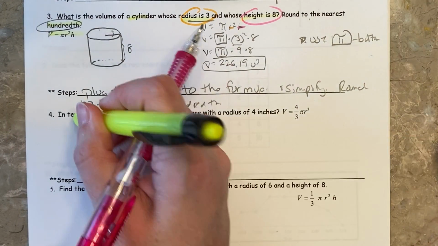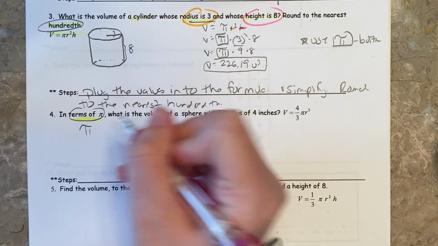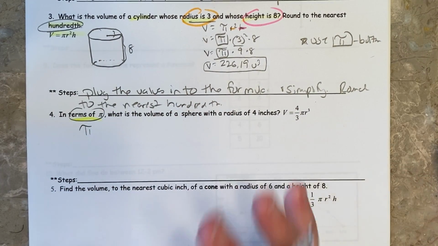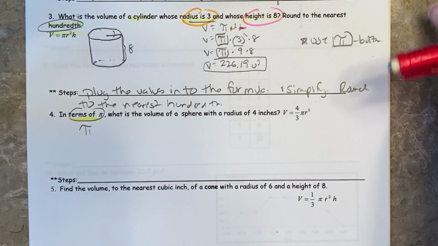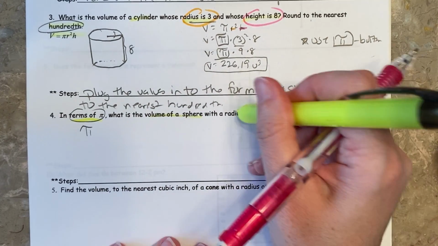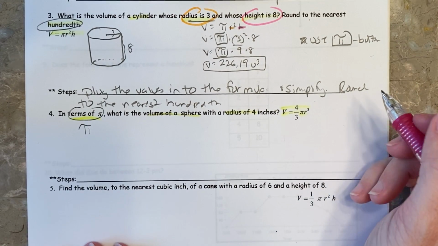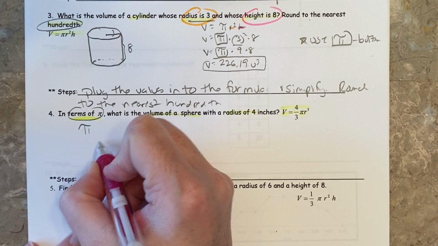All right, next one. In terms of pi. So, again, that means you need to have this pi symbol in the answer. It acts like a variable, so you don't multiply by it. So now we're going to figure out the volume of a sphere with a radius of 4. And yay, no memorizing. We don't have to memorize that formula.